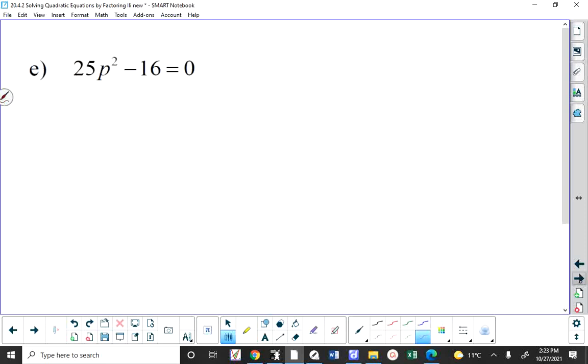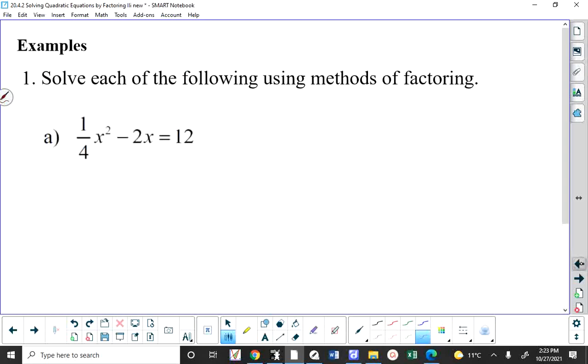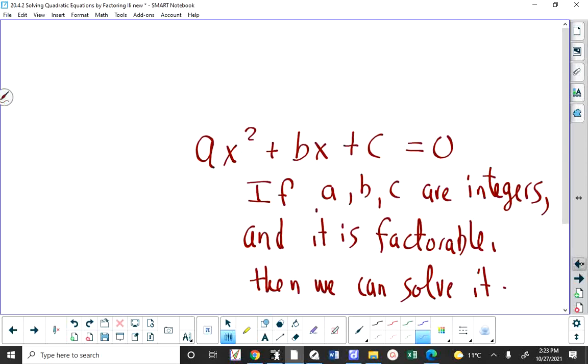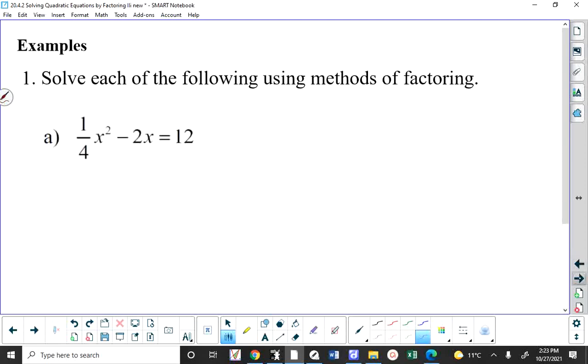We'll talk about that one later. Our goal is for A through E, I believe, to turn these equations into something that falls into this category. We're just going to have to use our math skills to turn this equation in A into a quadratic equation where the coefficients are integers, and then we can factor it. So how do we do that?